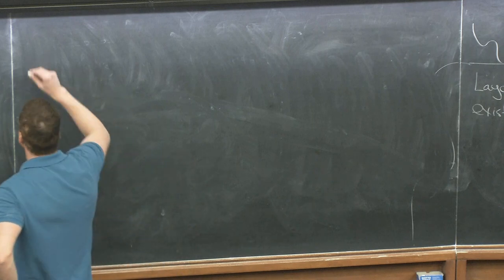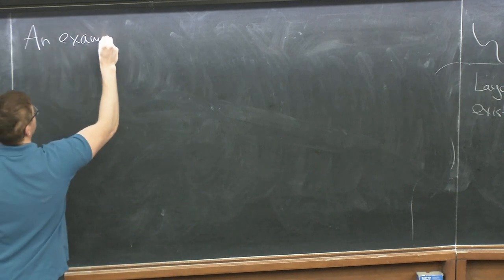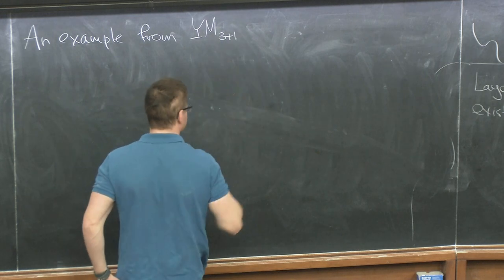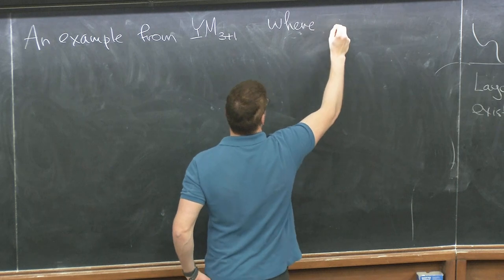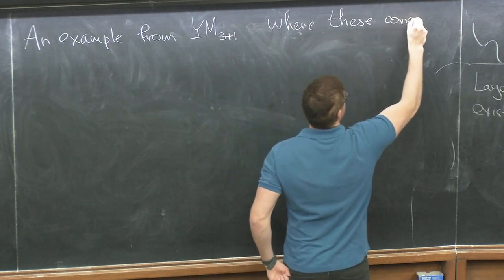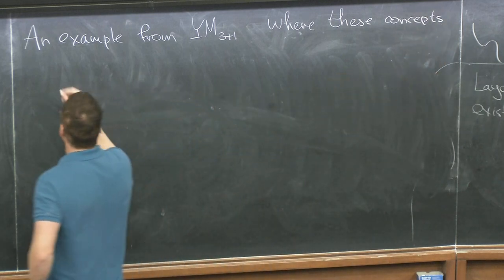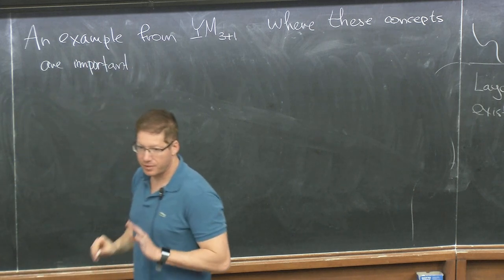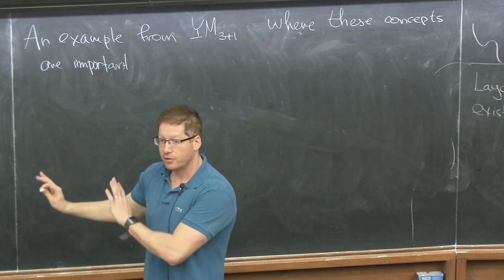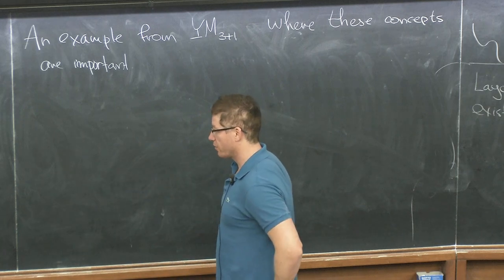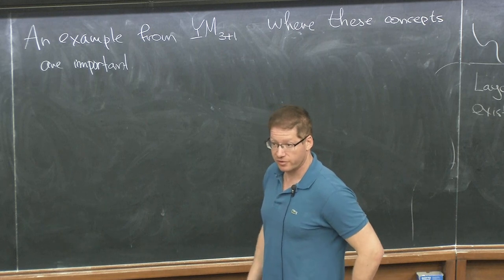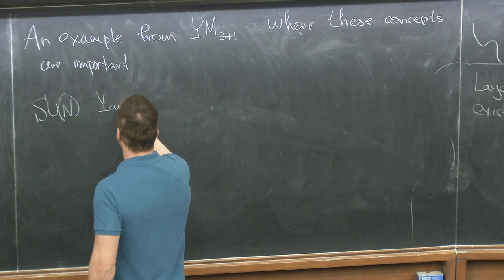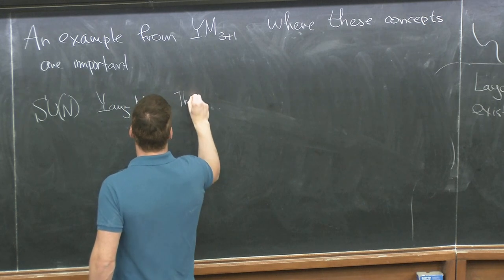So what I'm going to do now is give you an example from high energy physics: Yang-Mills theory in 3+1 dimensions, where these concepts are important and appear non-trivially. OK, so for this example, I'm saying again, I'll just give you facts, and then you can read about it. It's just so that you have some idea of where some of the models that we'll discuss later could come from. So let's consider SU(N) Yang-Mills theory. No supersymmetry and no matter fields. Just pure Yang-Mills theory.